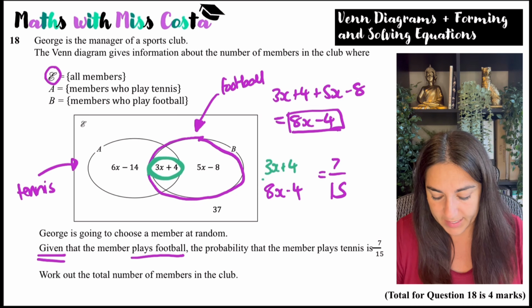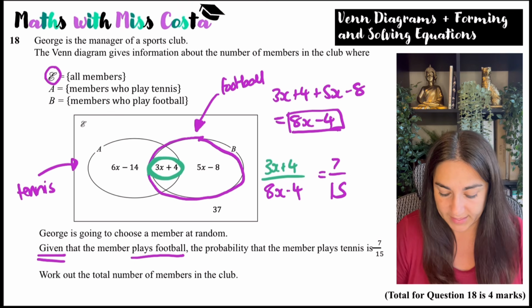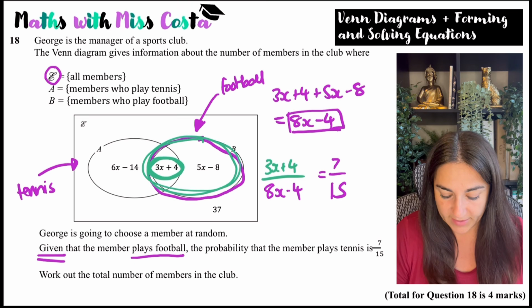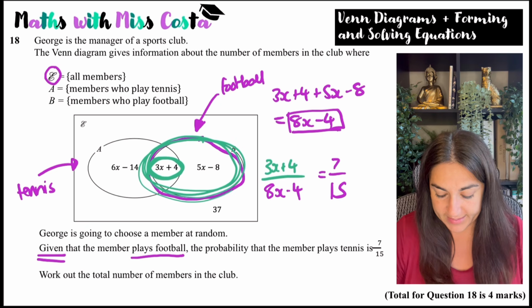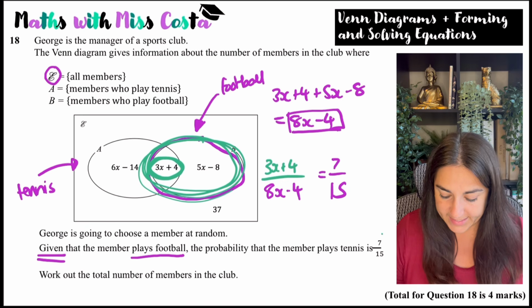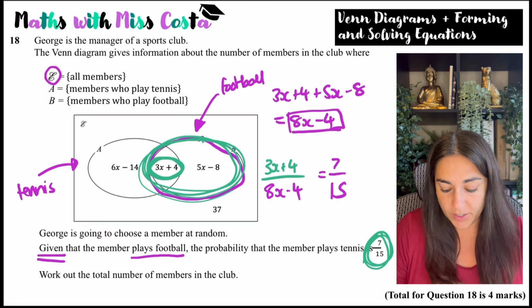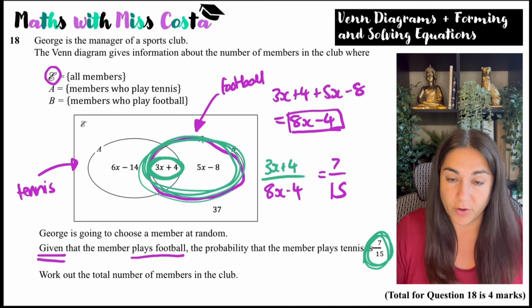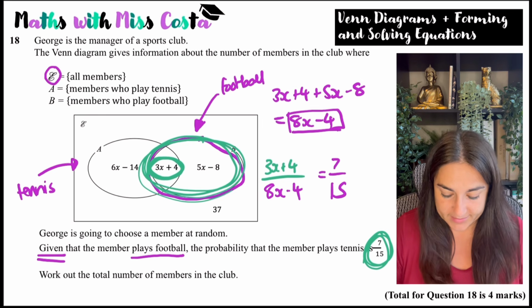So therefore (3x + 4)/(8x - 4) must be equal to 7/15. I got 8x - 4 because I added everything up and simplified, and 3x + 4 is the intersection, which is the middle bit. I equated it to the probability that they told me, which is 7/15. So now I've got an equation that I can solve.